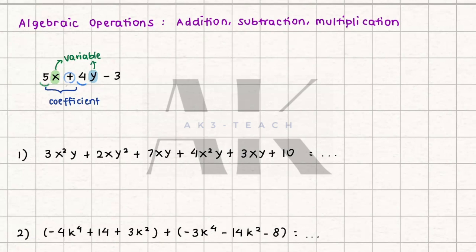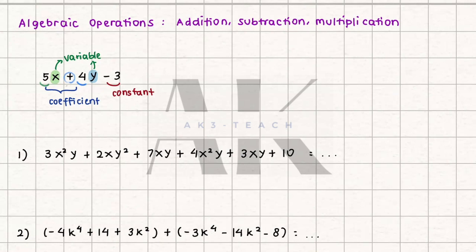As for the terms, such as the -3 at the end of this, that has no variable attached to it, we call them constants. Okay, so these are the basic terms that we need to be familiar with when we're dealing with algebraic operations. Now let's dive into the first question.